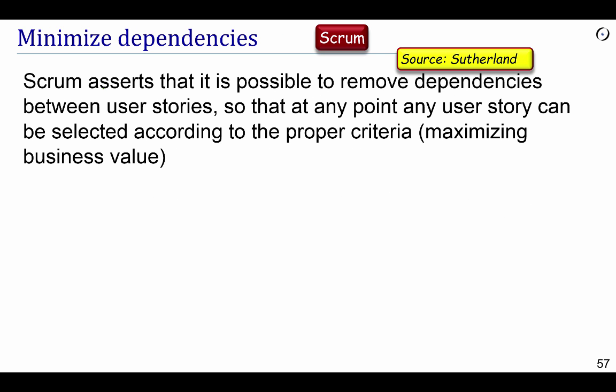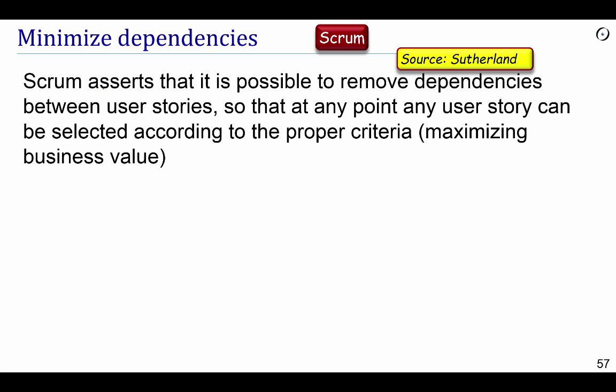Something more fundamental and highly subject to discussion, going back to our discussion of user stories, is the implicit idea behind the use of user stories as the basis for requirements, the implicit idea that you can actually pile up user stories and obtain requirements. Now, the promoters of Scrum, in particular Jeff Sutherland, go quite far in this direction and assert that it's possible to remove dependencies between user stories so that at any point the team can select any user story from a kind of queue of user stories because there are no dependencies between them.